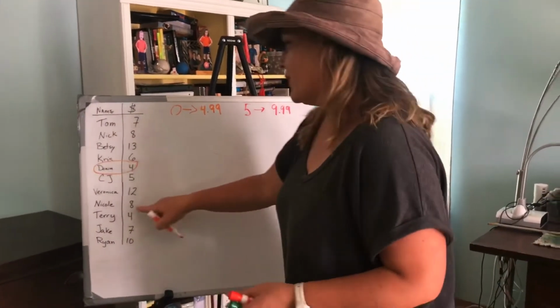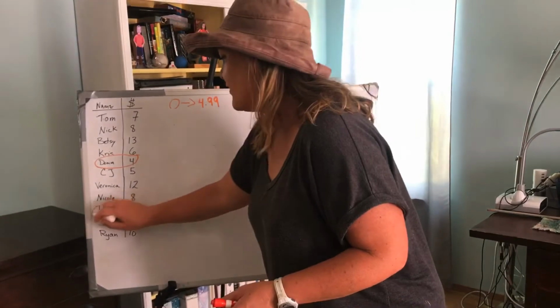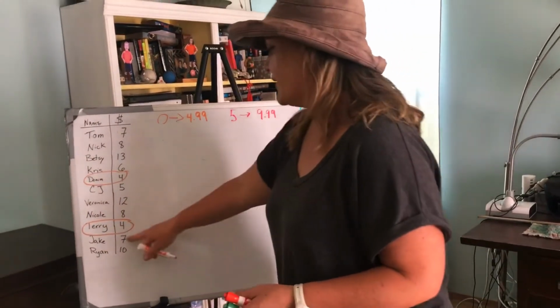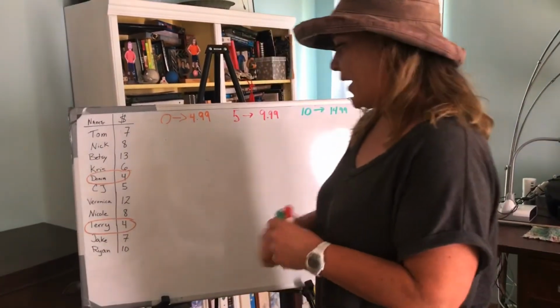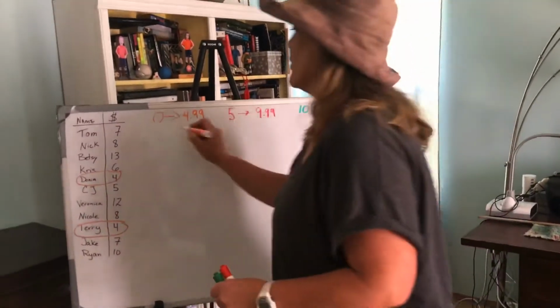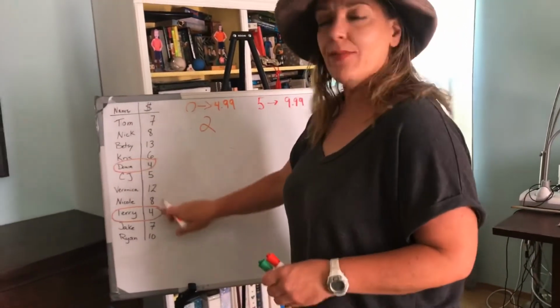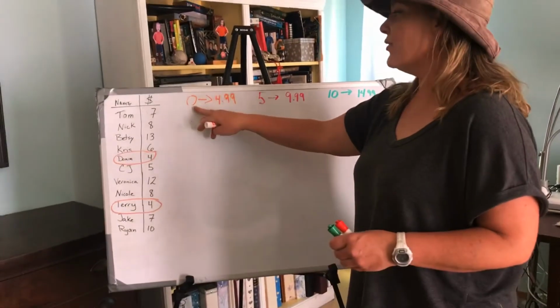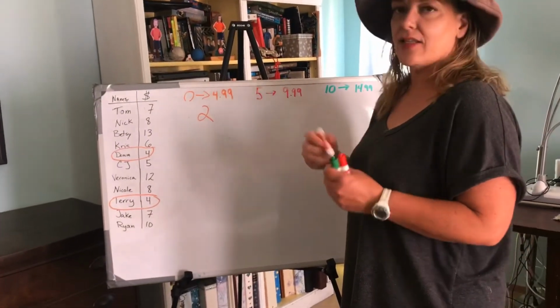$12, no. 8, 4. Yeah, Terry paid $4 per dog walk. 7, no. Ryan paid 10, no. So, how many do I have total? 2. I have 2 people that paid in between $0 and $4.99 for their dog walk.